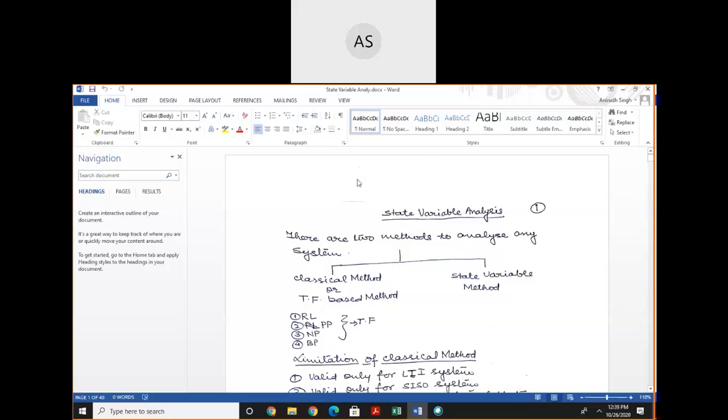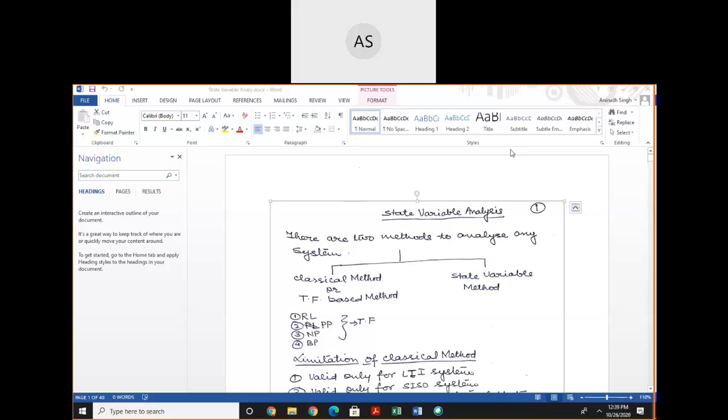Today we will discuss state variable analysis. There are two methods to analyze or design a system. First method is classical method and second is state variable method.